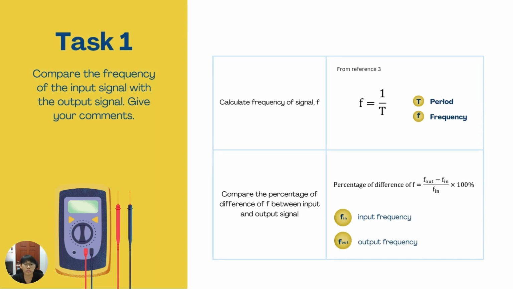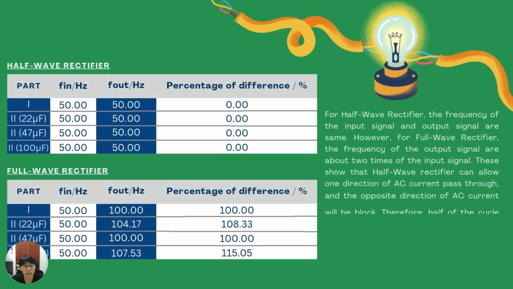For task 1, previously we calculated the frequency of the input and output signal, and the formula we use is F equals 1 over T. The percentage difference of the frequency is calculated by using F out minus F in, divided by F in, times 100%. And this is the data we get.